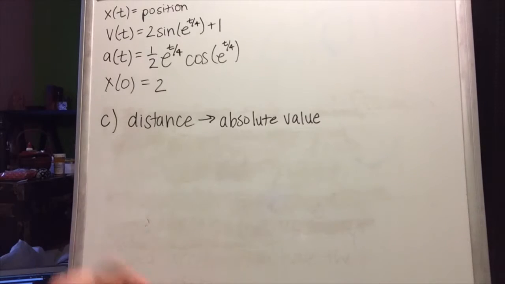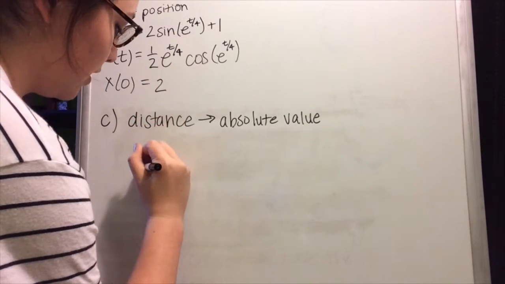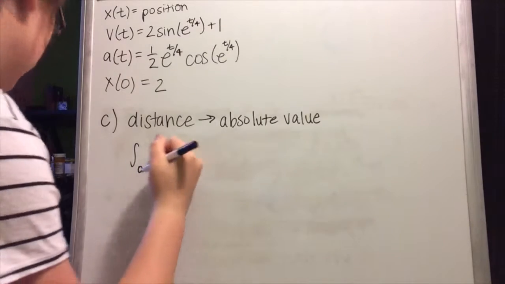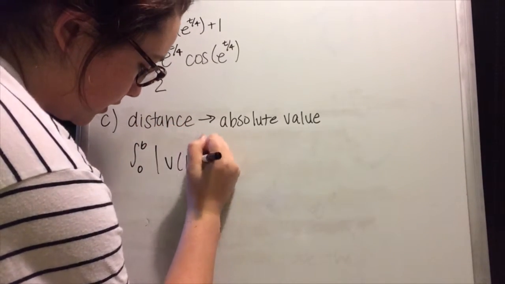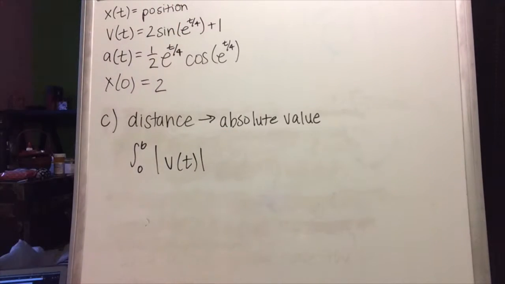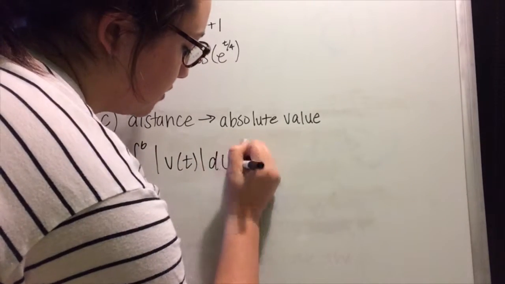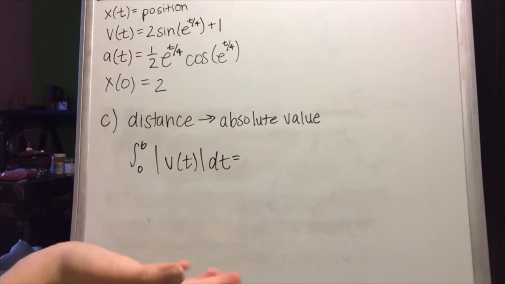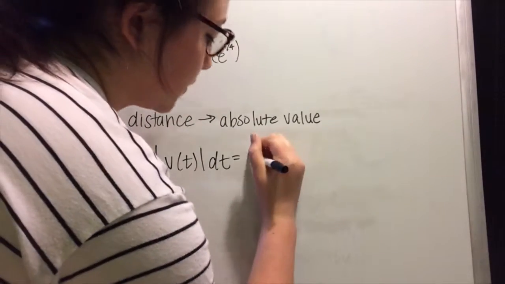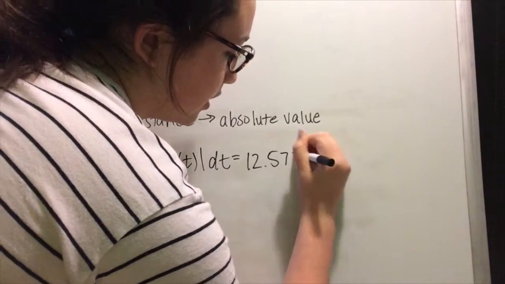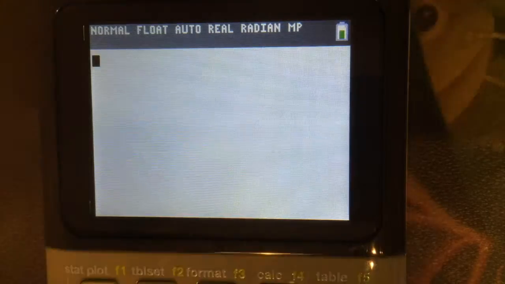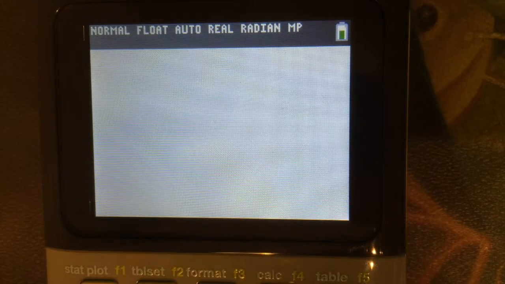So you're just going to take the integral from 0 to 6 of the absolute value of the velocity equation, because when velocity is integrated, you get position. So the integral of absolute value of v of t dt, and again, when you plug that into your calculator, you get 12.573, and that is also truncated. The first thing I'm going to show is the integral from part C, which is the distance.